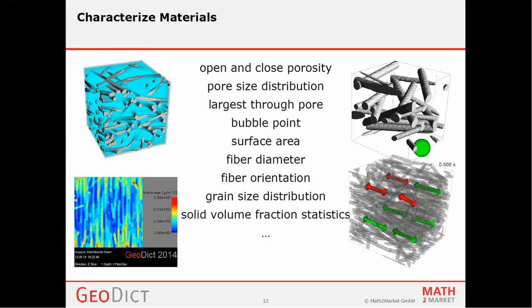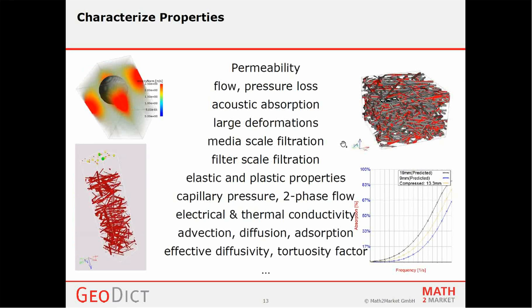So if you want to characterize your material, we have a wide range. Those are only a few examples. For example, you can look for the fiber orientation, fiber diameter. You can look for the largest through pore. What's the largest pore going through your material? And many more. And also the properties, as I said, permeability.